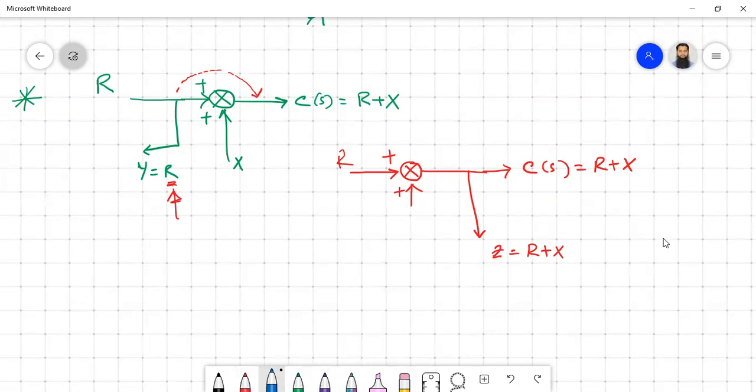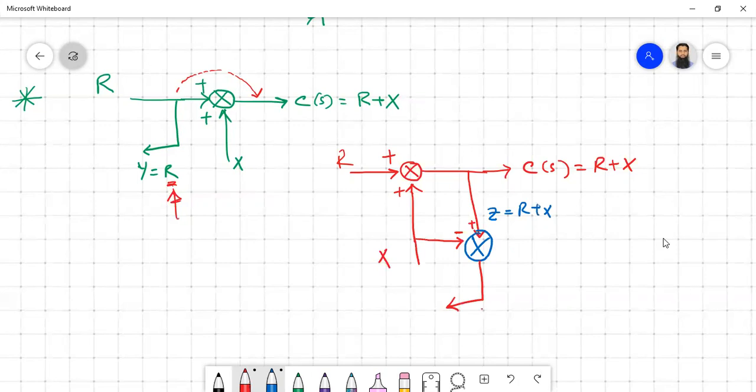So for that, you have to bring another summing junction here. Then this is Z equal to R plus X. And using that summing junction, we can subtract the value of X. So we take the X here, and then subtract: this is plus, R plus X minus X. So now you can take this one as a pickoff value. So this is your Y, which is now becoming R. That is why, if you want to shift a pickoff point after a summing junction, it is complicated, and because of that you have to bring another summing junction and alter the transfer function so that it keeps the same value. This is one of the critical rules.